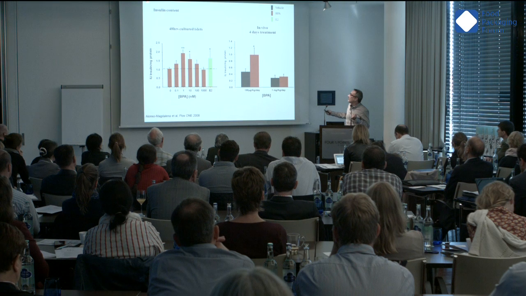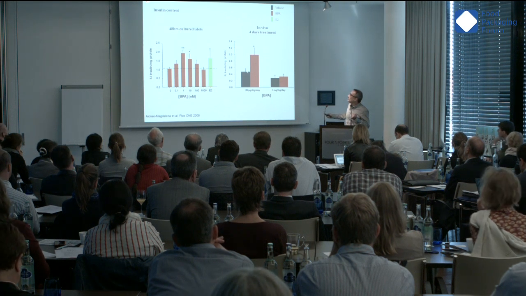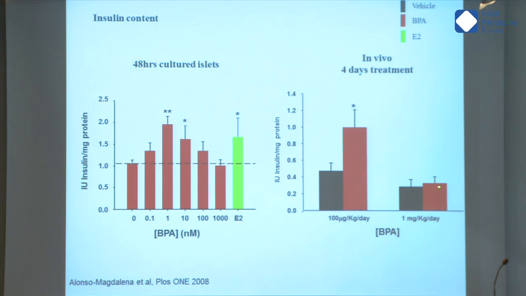And if we now do this experiment in vivo, we inject for 4 days 100 micrograms per kilo per day or 1 milligram per kilo per day, we see that we have the effect with the low dose. We increase insulin content. The high dose has no effect. So we have the inverted U dose response also in the in vivo situation. Okay, so what is the mechanism that is producing this regulation of pancreatic insulin content, which is the receptor?